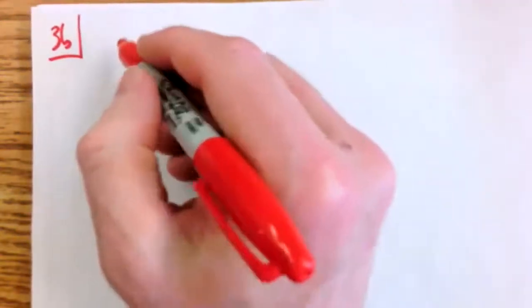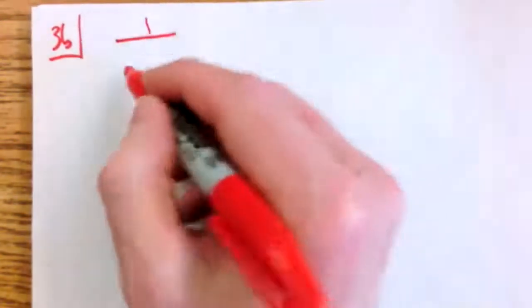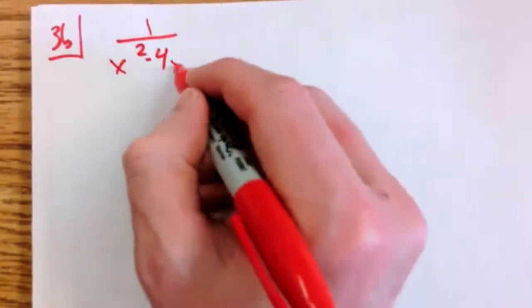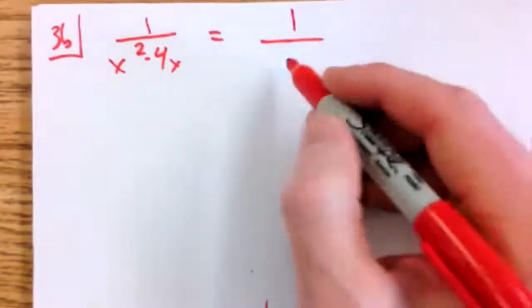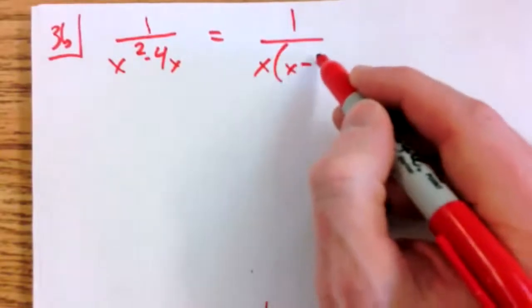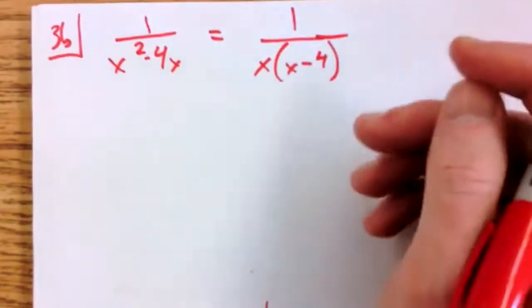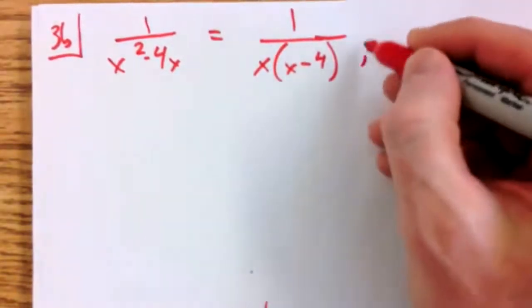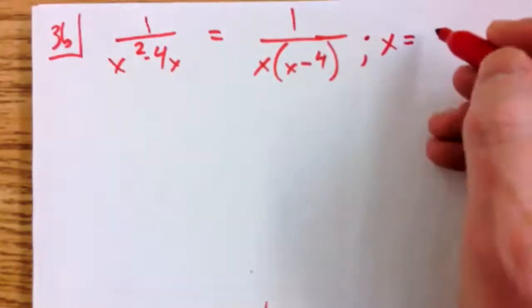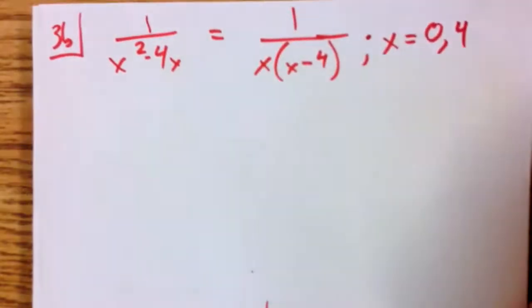Graph y equals f of x given. Why does it say it like that? That's weird. Anyway, so 3B, we have to do 1 over x squared minus 4x. Factor that: 1 over x times x minus 4. Bless you, I think. You're welcome. What this means, the zeros are at x equals 0 and 4.